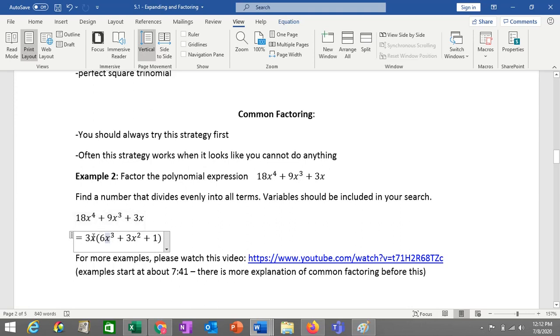Again, distribute back and you can see that it works, right? 3x times 3x squared is 9x cubed. And 3x divided by 3x is just 1. So it's not 0, it's 1. Make sure you put that one in there. And then we've factored that one as much as we can, so we leave it at that.